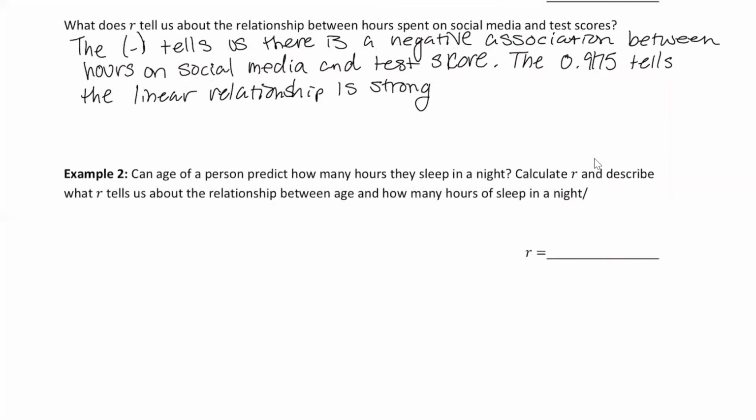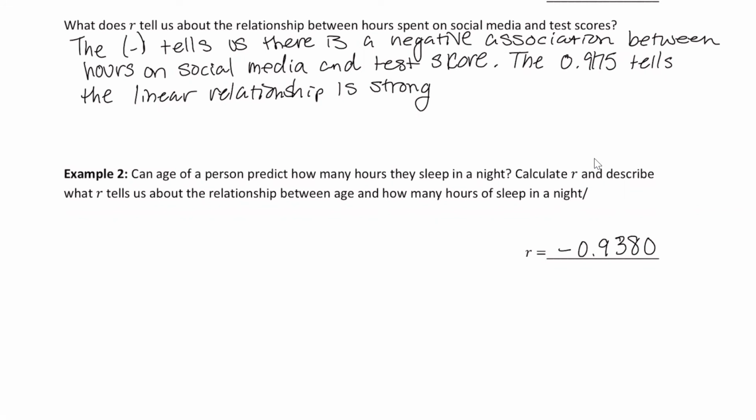And the last thing is looking at calculating data from an age of a person. Can age of a person predict how many hours they sleep at night? So this is involving the data from lesson 2.2 and putting that into your calculator. So when we do that, we should get a correlation value of negative 0.9380, again rounded to 4 decimal places.